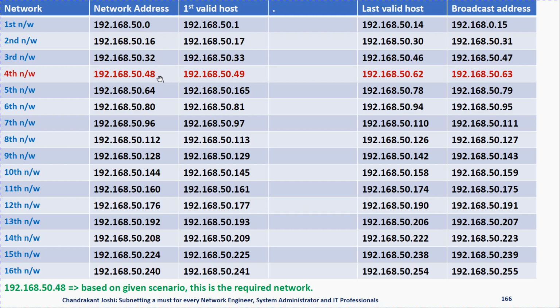So this would be incrementing with multiples of 16. First being 50.0, then 50.16, 50.32, 50.48, all the way to this. But we don't need to calculate, just calculate up to the fourth one, or keep this whole table handy. So this is my required subnet, and this will have a subnet mask of 255.255.255.240.